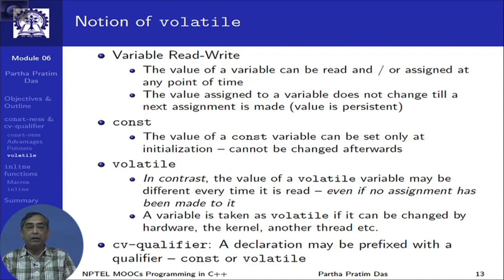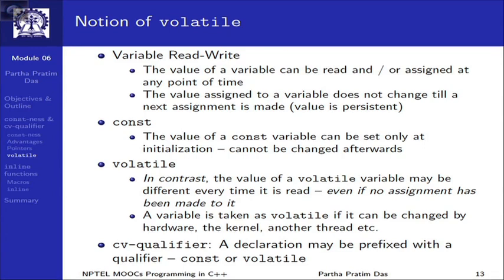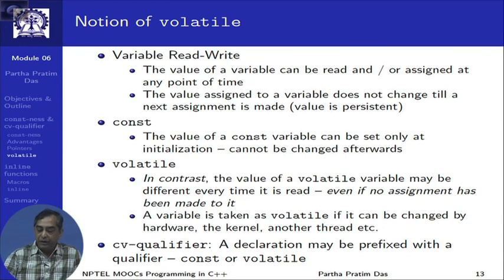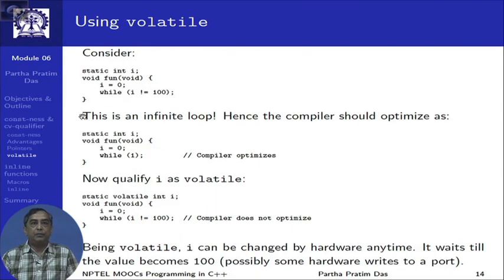So, it is required to model that behavior, and in C++, this is modeled in conjunction with the const concept, because one gives you absolute truth, and the other gives you no guarantee, that you just do not know what the value of the variable is. So, they are clubbed together, and we call them CV qualifiers, C for const, V for volatile, and any declaration of a variable can be prefixed with a CV qualifier, const or volatile. So, we will show an example of that.